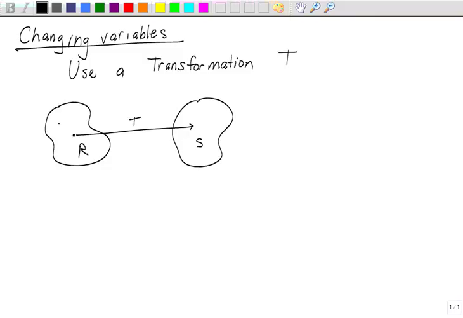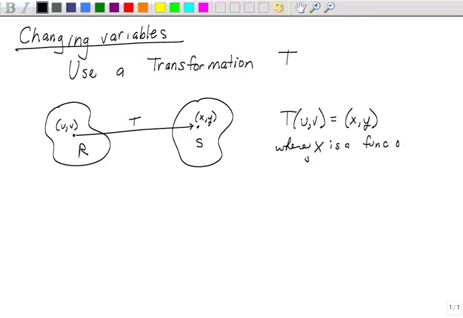That's the point. And we'll take this point (u, v), and the transformation takes it to (x, y). So t of (u, v) is going to equal (x, y), where x and y are functions of u and v, with continuous first partial derivatives.